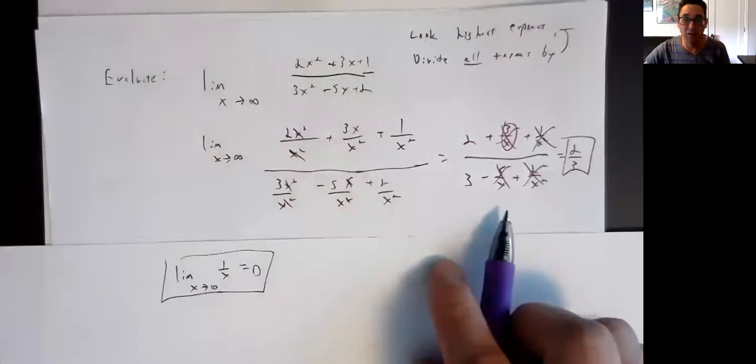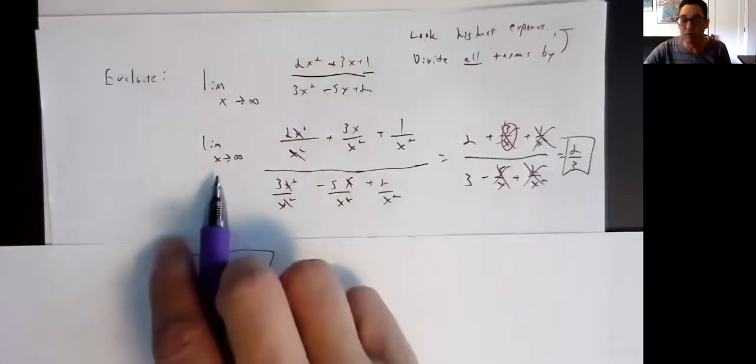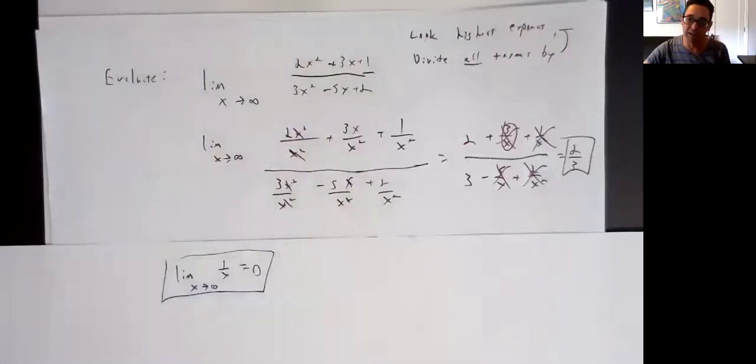And now, why? Someone's like, how come I never did this trick before? Because you can only do this trick if you're doing a limit to infinity, right?